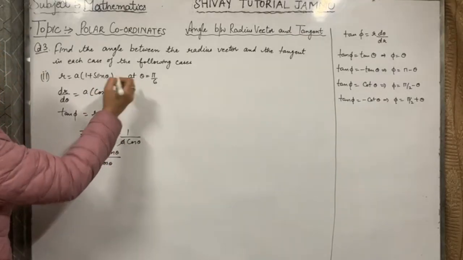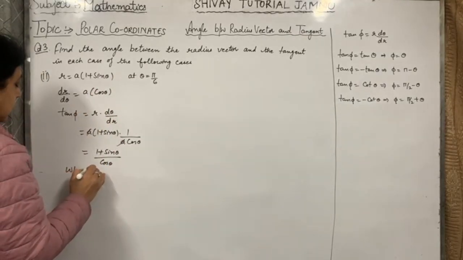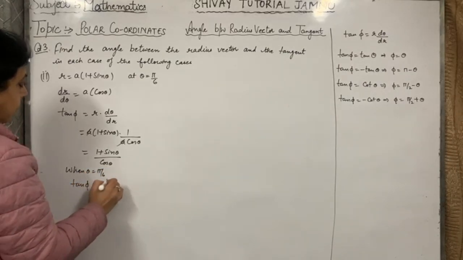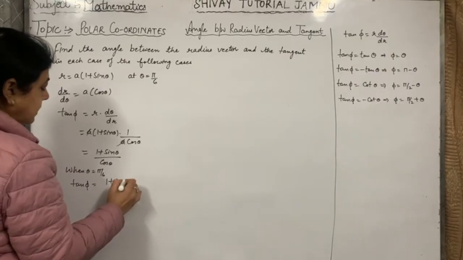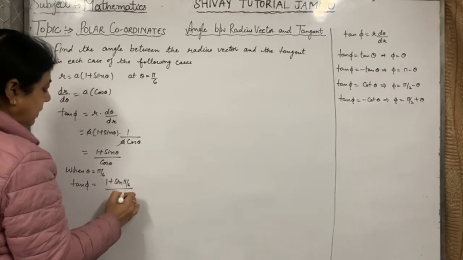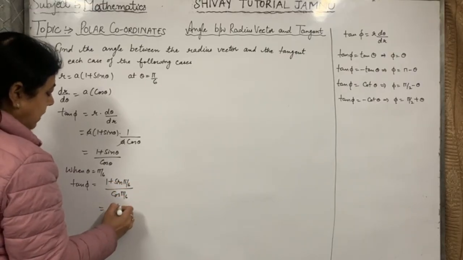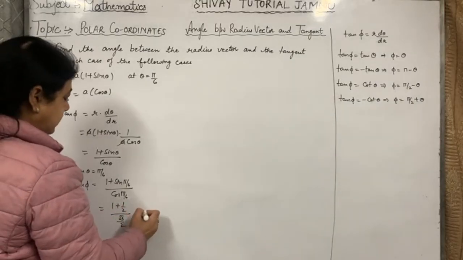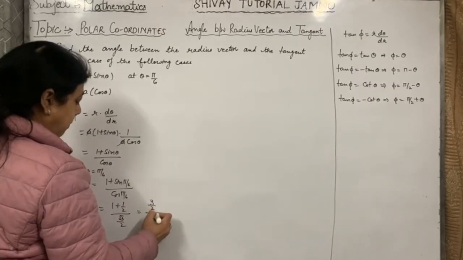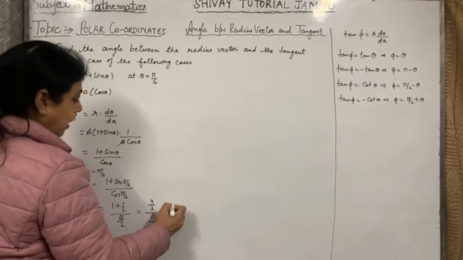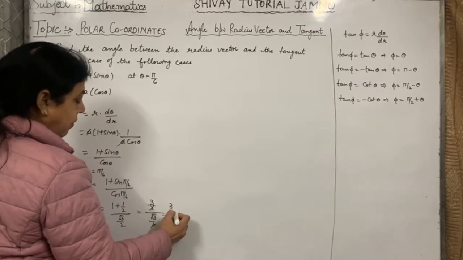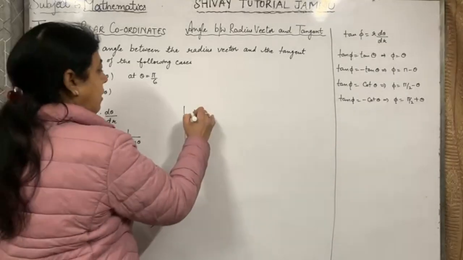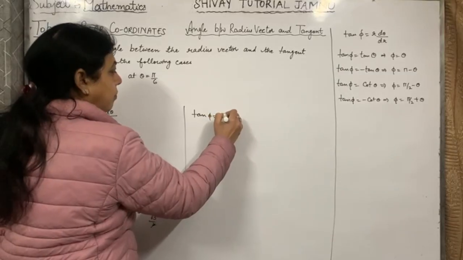Firstly, we will substitute the value when theta is pi by 6. What will be tan phi? 1 plus sin pi by 6 upon cos pi by 6, that is 1 plus 1 by 2 upon root 3 by 2. This will be 3 by 2 upon root 3 by 2. I can write it as 3 upon root 3, that is root 3. This means tan phi is root 3.